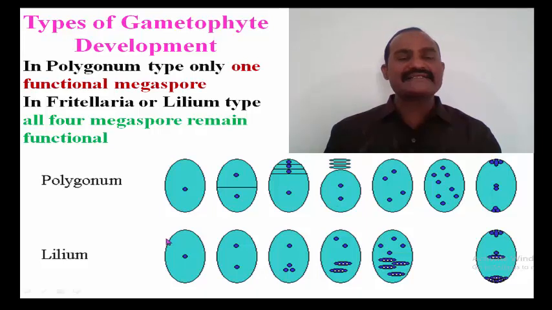The second type is called lilium. This lilium type was first studied in Fritillaria, where all 4 megaspores are functional, and all 4 megaspores give rise to the female gametophyte. This is called the Fritillaria type or lilium type of female gametophyte development.